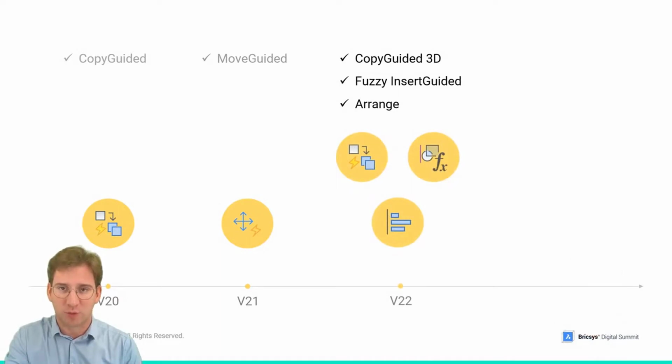And with BricsCAD v22, a 3D variant of the CopyGuided technology was born. And we made a fuzzy version of inserting parametric blocks in a guided way. Now, 2D blocks parametrically adjust to the candidate's target location. As such, a 2D block representing a door can now easily be inserted in a wall with a slightly different thickness. BricsCAD V22 also brought the first version of the arrange commands, enabling users to quickly align or distribute multiple objects in 2D or 3D.